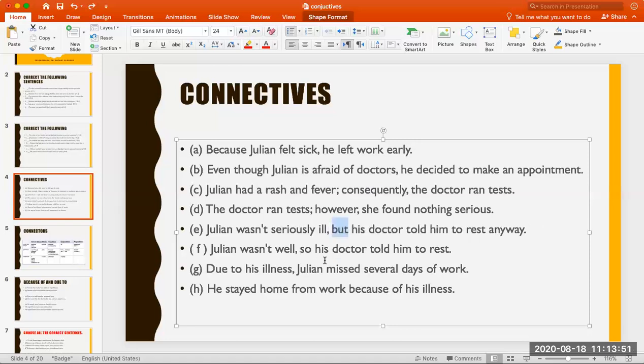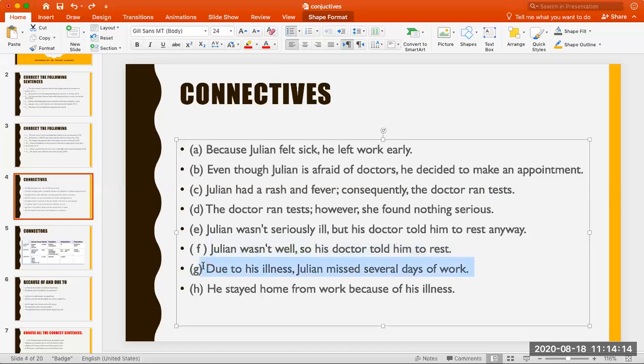Julian wasn't well, so his doctor told him to rest. Again, a compound sentence. Now look at "due to" here. Due to means because or because of. Because of, due to, and owing to are prepositions that are followed by a phrase. Due to his illness, it's like because of his illness, Julian missed several days of work.